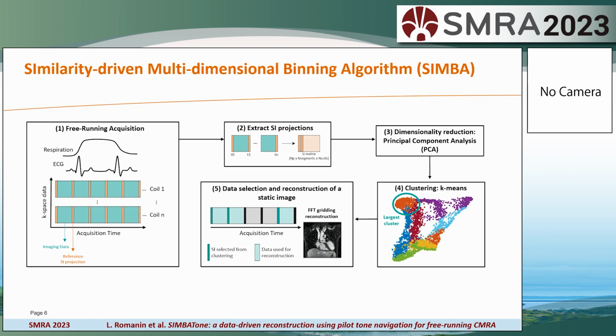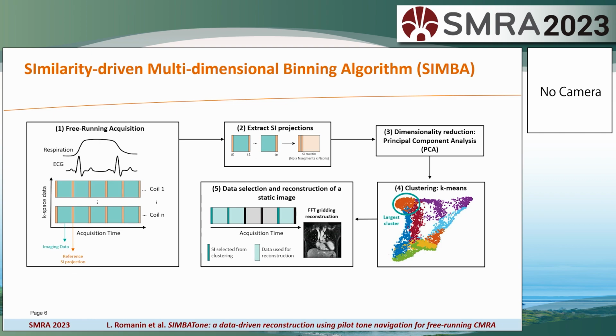So for the SIMBA reconstruction workflow, you start with a free-running acquisition, you extract the same SI profiles that you would for self-gating motion correction, and then you concatenate this into a single matrix that is basically representative of the underlying motion. You reduce it in dimension to extract only the features that are important for motion correction, and then you cluster this information into different groups so that you obtain a volume that is not blurred by motion. It allows us to visualize the cardiac anatomy in a sharp way, even with a simple 3D gridded reconstruction.